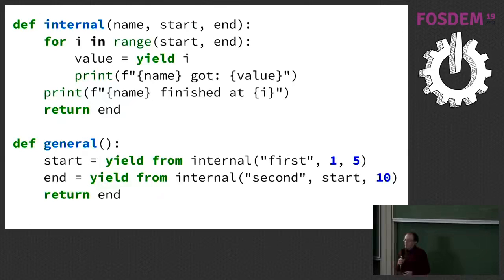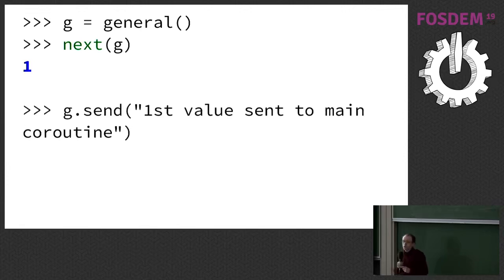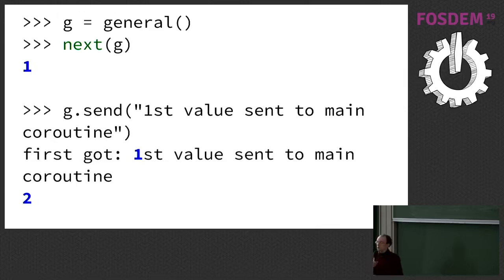So it just prints out a loop similar to the first example, and when one part completes, it will continue with the next one. So I create my coroutine at the beginning, and I call next on it because I want to start sending values. And of course, I get the first one, but then I send something, and remember that I'm sending that to the first coroutine, to the general, not to one of the internals. And if you see the print message, you'll see that the first one got that string.